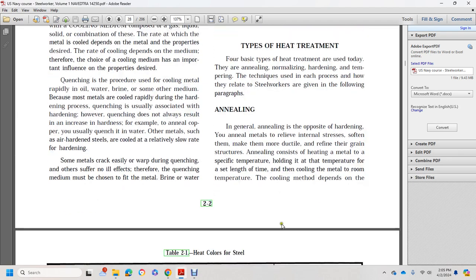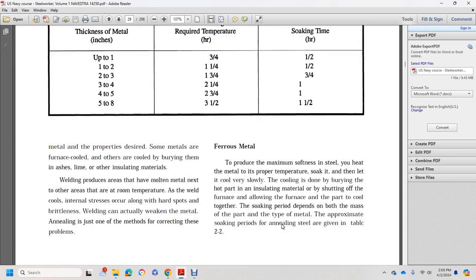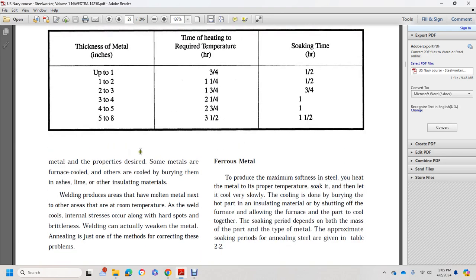The cooling method depends on the metal and the properties desired. Some metals are cooled in the furnace, others by burying them in ash, lime, or insulating materials. Welding involves hot molten metal next to metal at room temperature. As the weld cools, internal stresses occur along with hardened spots and brittleness. Welding can actually weaken the metal. Annealing is just one of the methods of correcting these problems.